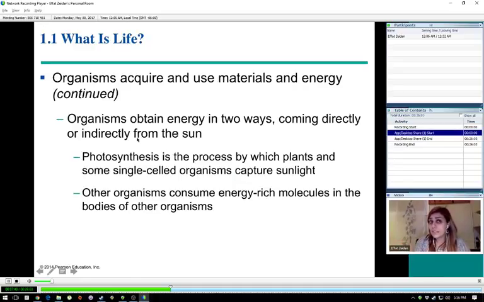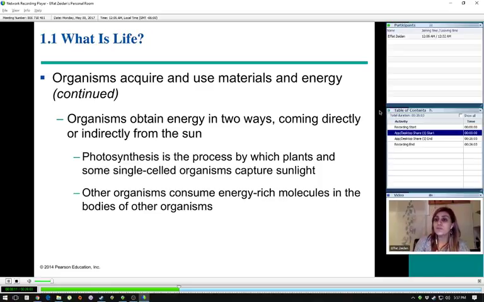So we need materials, and we gave examples of what materials can be. Organisms also obtain energy in two ways. They can obtain that energy directly from the sun or indirectly from the sun. Photosynthesis is an example of a process where plant cells and some single-celled organisms capture sunlight and use that sunlight as energy.